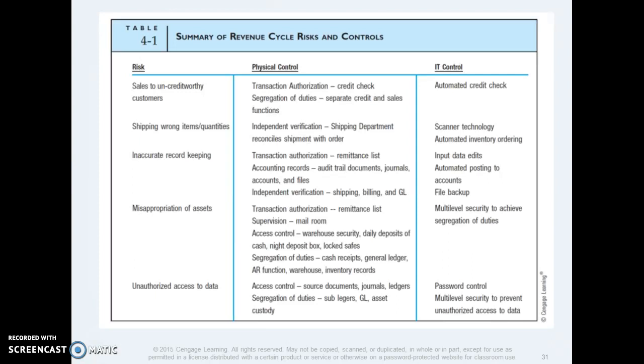Inaccurate recording, and you can see misappropriation of assets, so stealing, and unauthorized access to data. These can be addressed with IT controls: an automated credit check, scanner technology, automated inventory ordering, input data edits, automated posting to accounts, file backup, multi-level security to achieve segregation of duties, and password control and multi-level security to prevent unauthorized access.